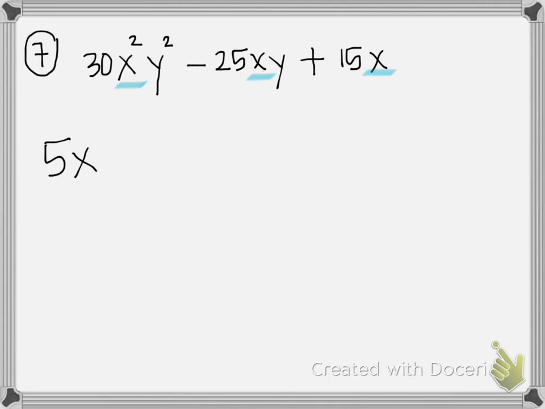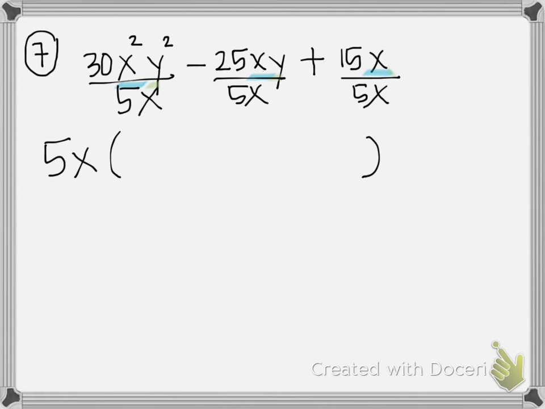My y here, I have a y squared, a y, but this last term is missing the y variable. So I do not have a y as a greatest common factor. So my greatest common factor is going to be a 5x, and I'm going to divide each term by 5x.